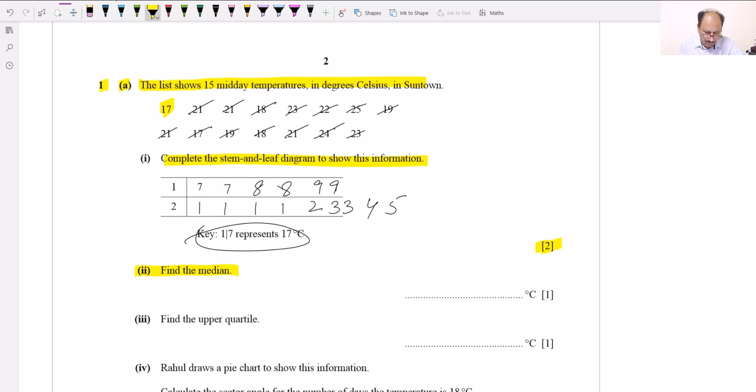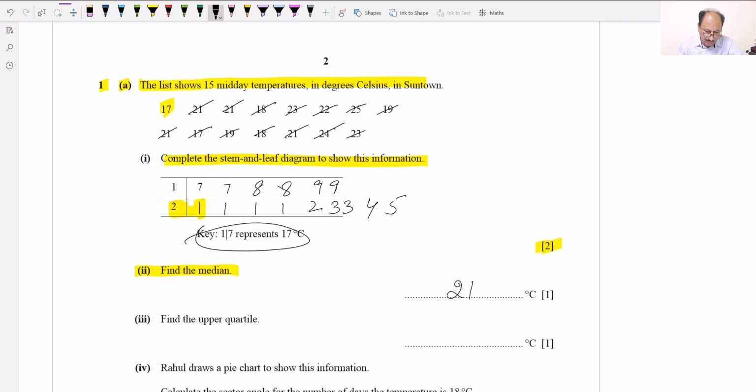Now second part, find the median. For the median, we will be checking the middle value, and total values are 15, so the middle will be the 7th one. So the 7th value will be 2, 4, 6 and 7, so this will be the 7th value, which in combination with 2 will read as 21. So 21 degrees Celsius will be the median.